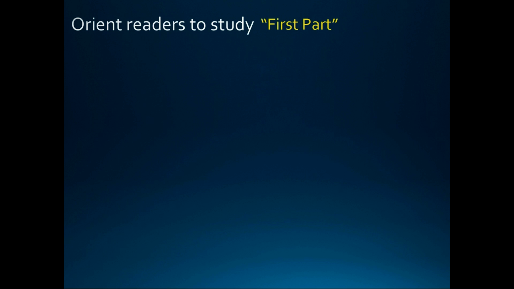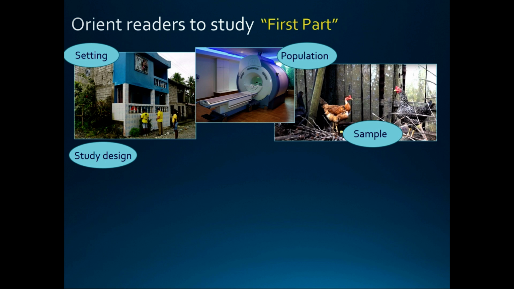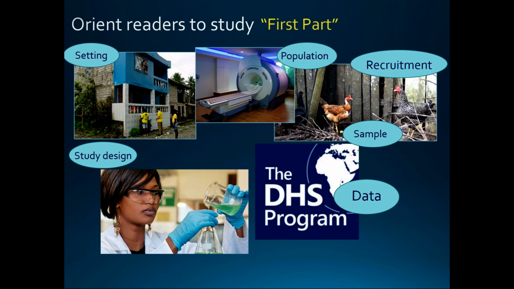Now let's take a look at the type of information you tend to see in the first part of the methods. Big picture information about the study helps your reader understand the basics before moving into the details. Typically, the first paragraphs describe where the study took place, the study design, the population and sample, recruitment, where the data come from if it was from an outside source, and ethical considerations and approvals. Let's look at some examples.